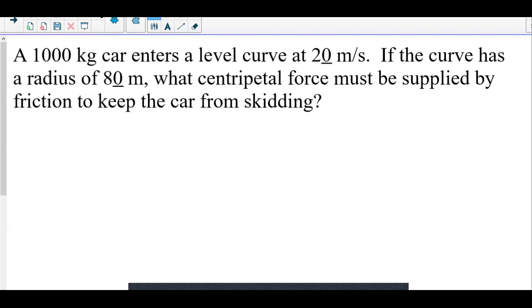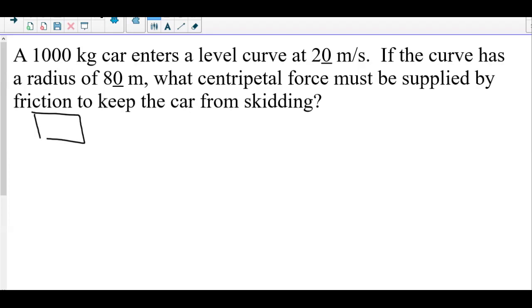Question one: if you have a car that enters a level curve at 20 meters per second, the curve has a rough radius of 80 meters. What centripetal force must be supplied by friction to keep the car from skidding? So our tires rely on friction to stay on the road. And if you're going to maintain your speed as you go around a corner, you're going to want friction to keep you on the road.